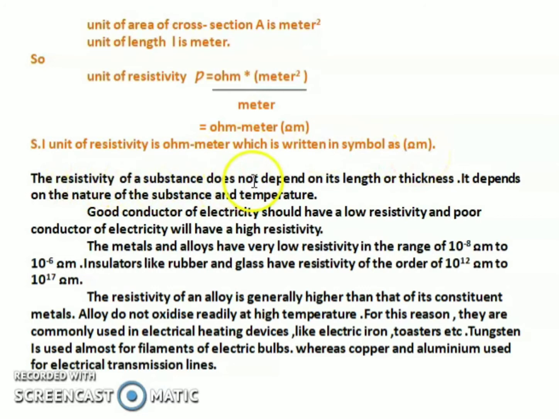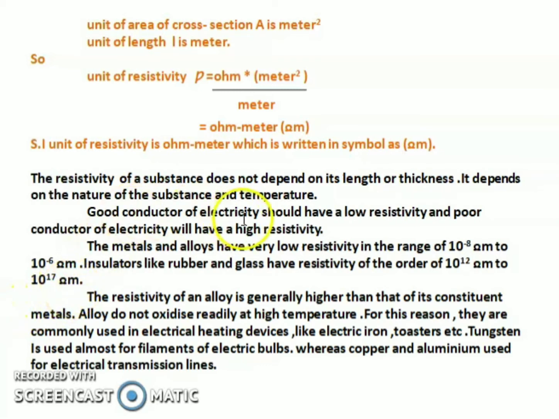The resistivity of a substance does not depend on its length or thickness. It depends on the nature of the substance and temperature. A good conductor of electricity should have a low resistivity, and a poor conductor of electricity will have a high resistivity. Metals and alloys have very low resistivity in the range of 10 to the power minus 8 ohm meter to 10 to the power minus 6 ohm meter. Insulators like rubber and glass have a resistivity of the order of 10 to the power 12 ohm meter to 10 to the power 17 ohm meter.